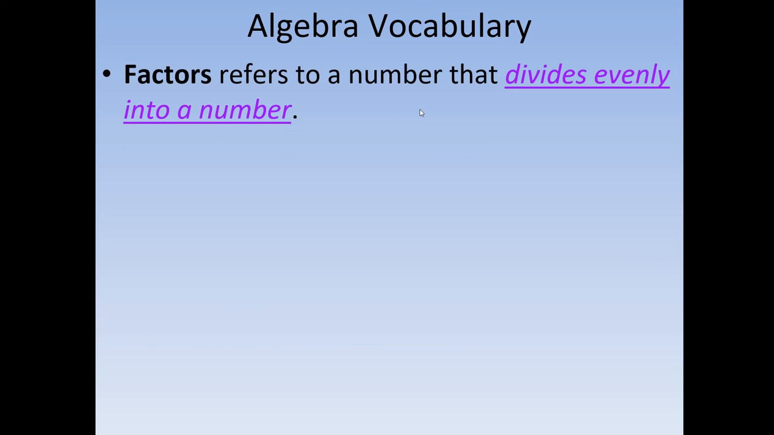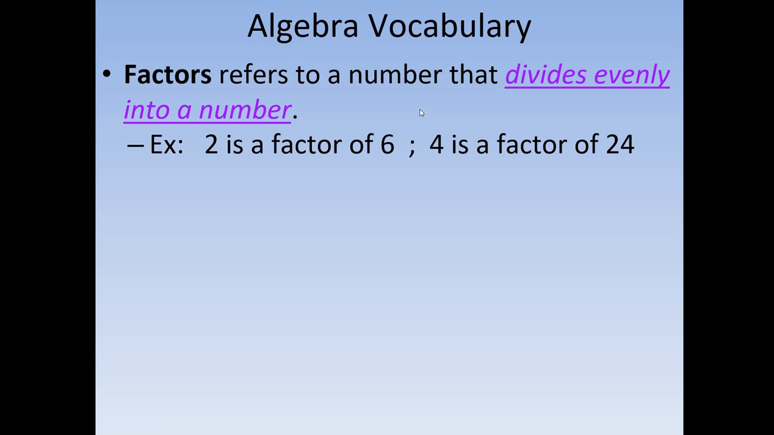Now, the word factor, you may or may not know, usually refers to a number that can divide evenly into a number. So it's a number that when you multiply by something else will get you another number. A good example is 2 is a factor of 6 because 2 times 3 equals 6. 4 is a factor of 24 because 4 times 6 is 24.